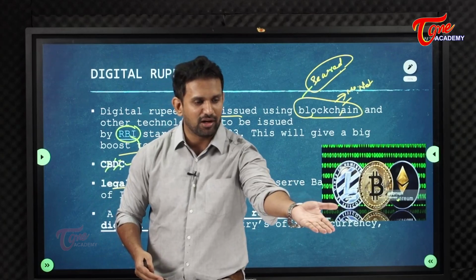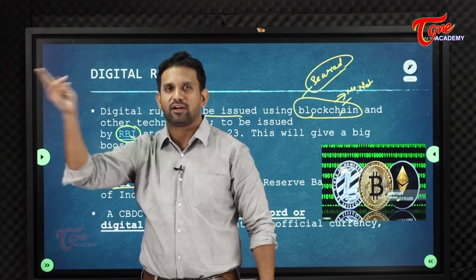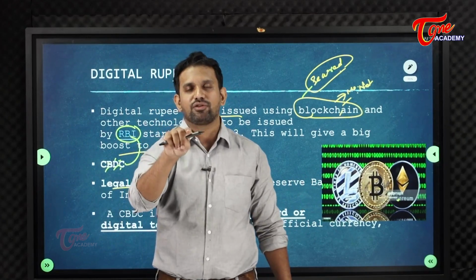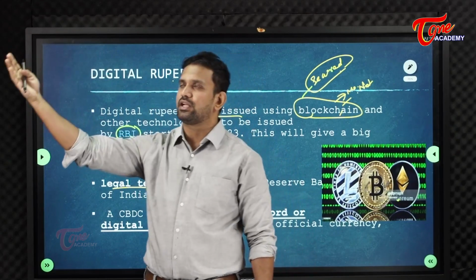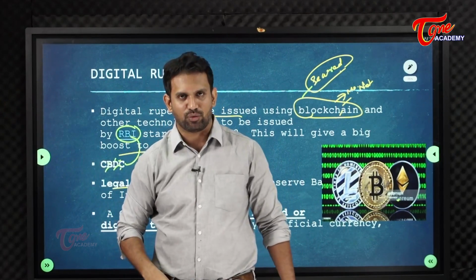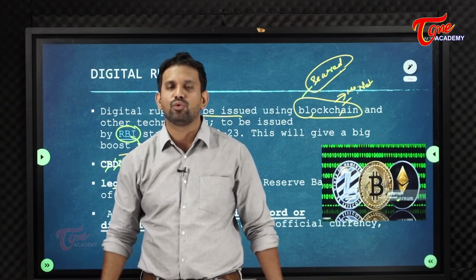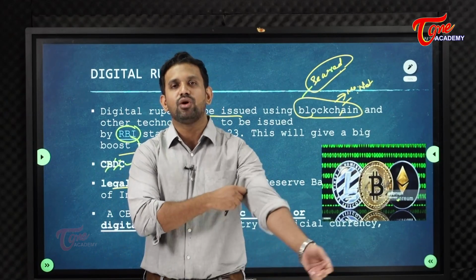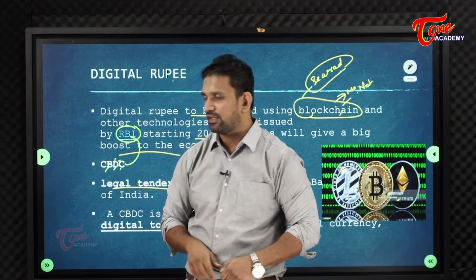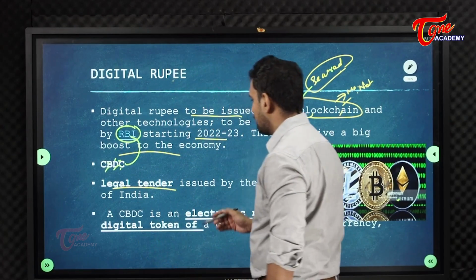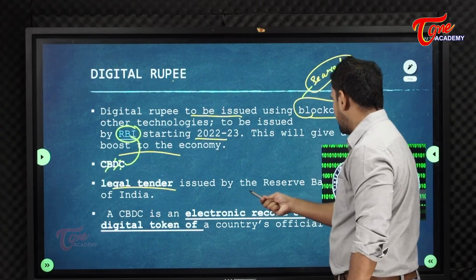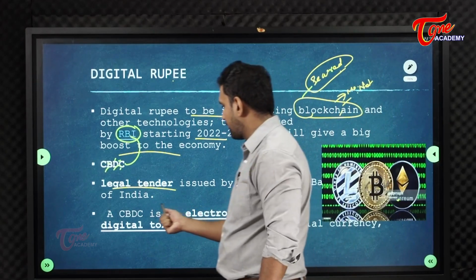You have to put in the ATM card and that will be shown there. Not required. What you have to do, the same money directly you can give to the RBI and you can take what? Bitcoins. You don't have to use it also. You don't have to go to the ATM and get it done. Okay, there are benefits. Legal tender issued by the Reserve Bank of India.